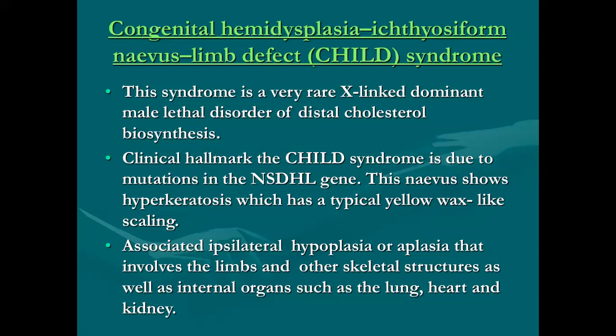Associated ipsilateral hypoplasia or aplasia involves the limb and other skeletal structures, as well as internal organs like lung, heart, and kidney. So the hypoplasia and aplasia is not asymmetrical like in CHHS, but it is unilateral, ipsilateral, and involves the skeleton, as well as the underlying organs like lung, heart, and kidney.